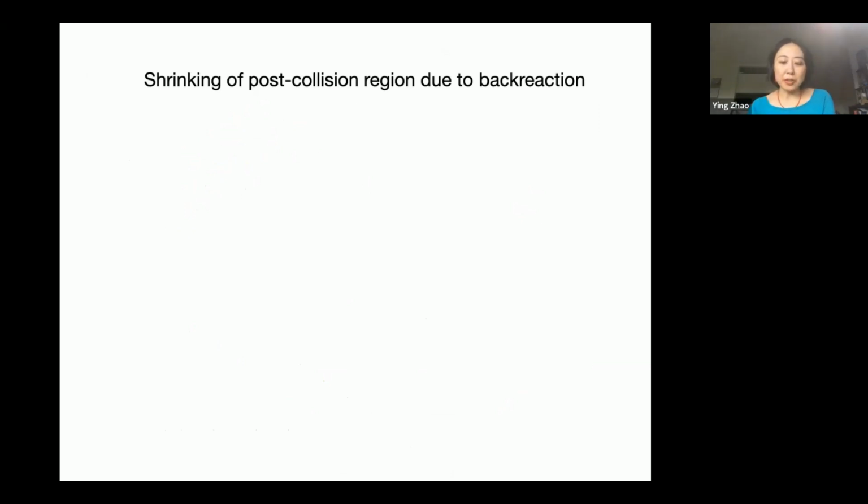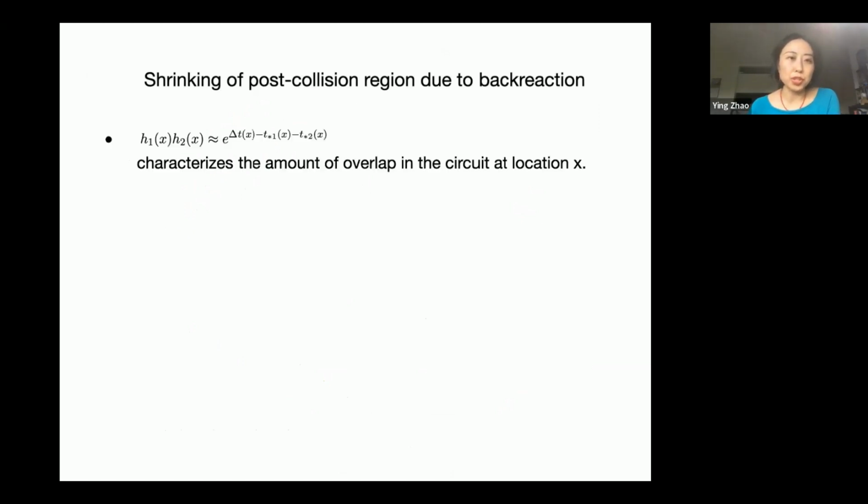The other regime is more tricky because we do need to consider back reaction. So here's what we do. We will focus on this particular quantity. Notice that h of x is the shift at the horizon. And we will focus on the product of h1 of x times h2 of x. So you have a shift from the left signal, and a shift from the right signal. And in 3D, that's exactly of this form.